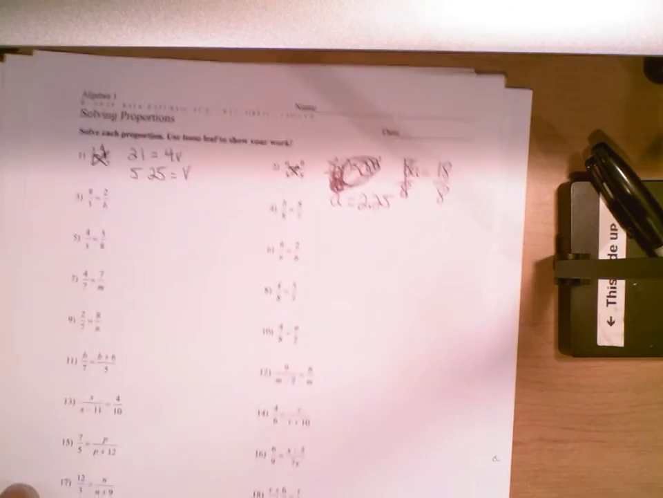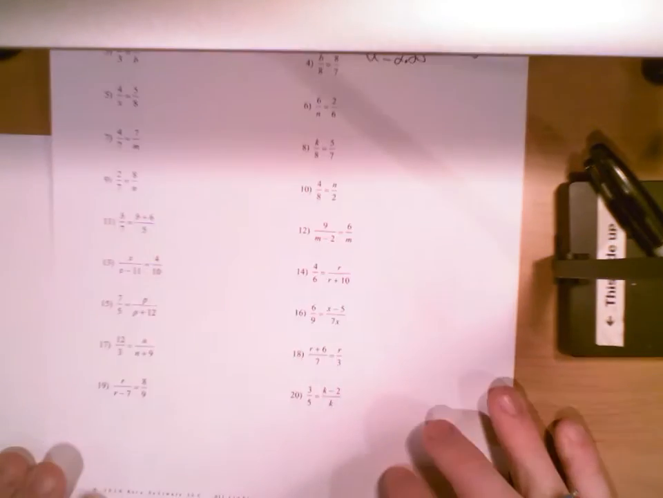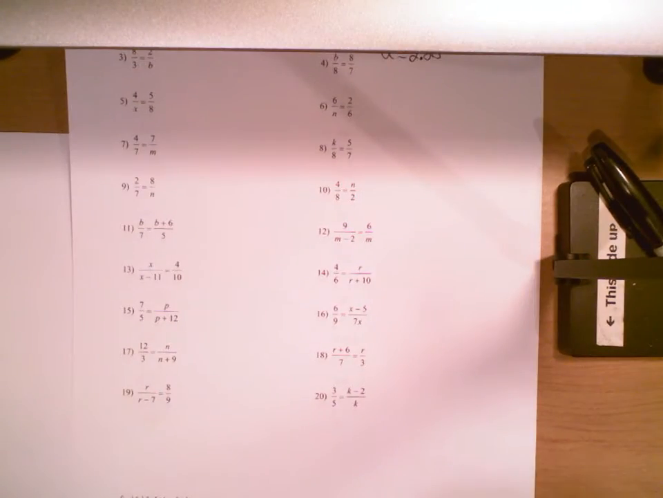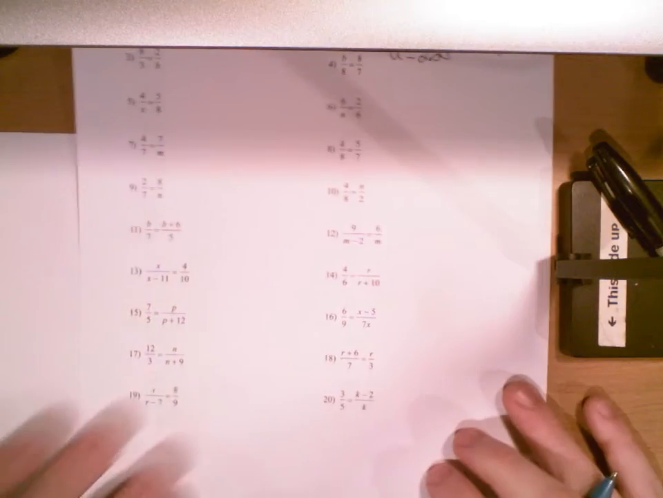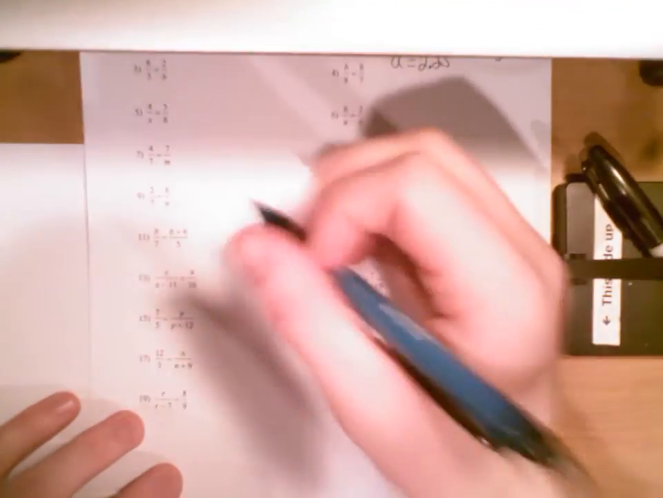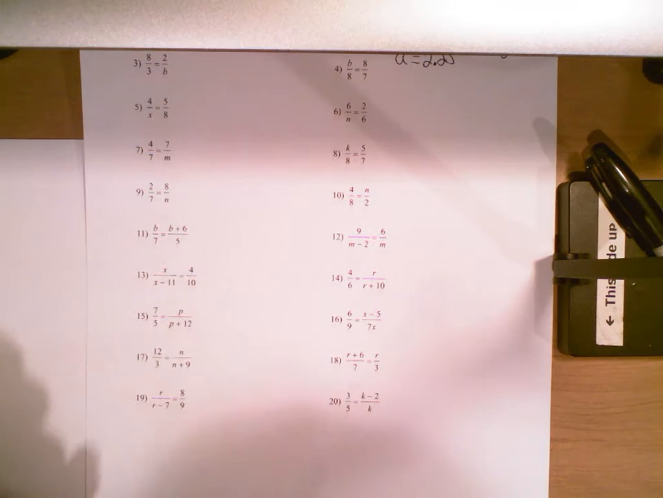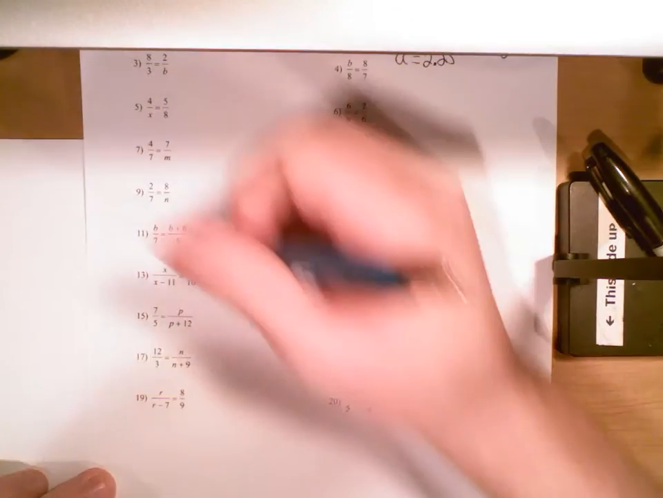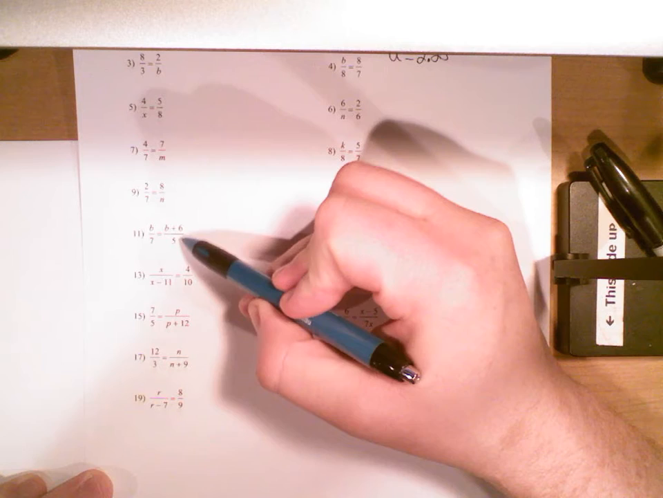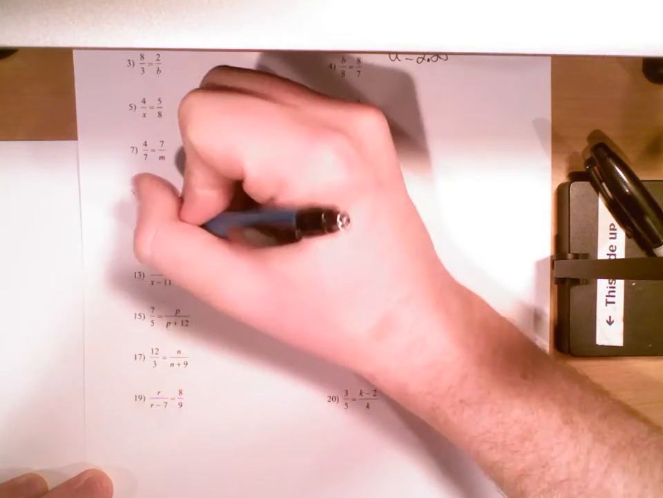Now, when you get to the two-step equation ones, you look down here and you see problems like we'll do number 11. So if I look at number 11, I have b over 7 equals b plus 6 over 5. Sorry about the camera. Now again, no reason to worry because we're just going to draw our arrows from 5 to b. I'm going to do that one first.